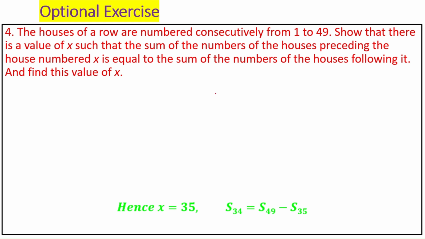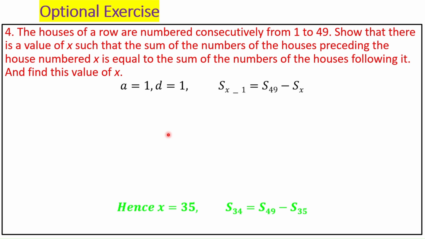The houses of a row are numbered consecutively from 1 to 49. Show that there is a value of x such that the sum of the numbers of the houses preceding the house numbered x is equal to the sum of the numbers of the houses following it. Which means let's take 1 to 49. There is some number x in between, where the sum of the previous terms is equal to the sum of the succeeding terms after that x. And what is the value of x? That's what we need to find.